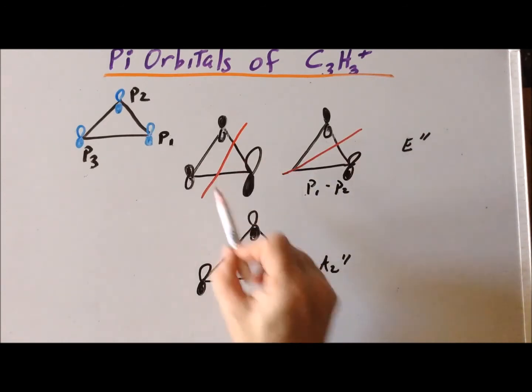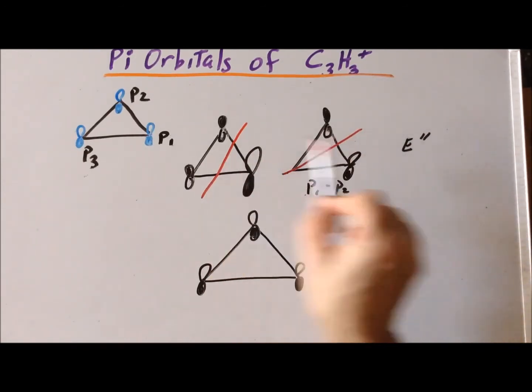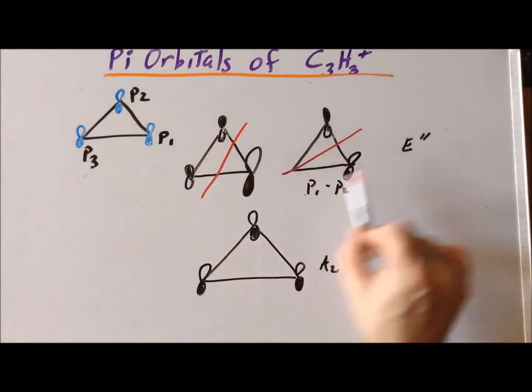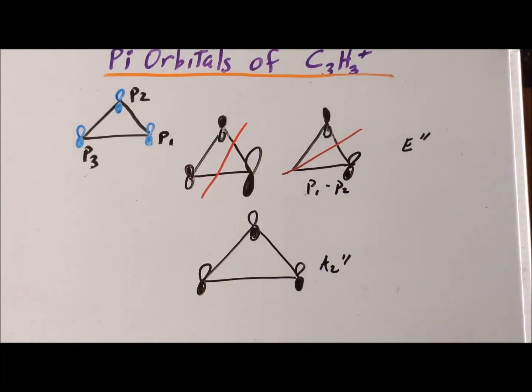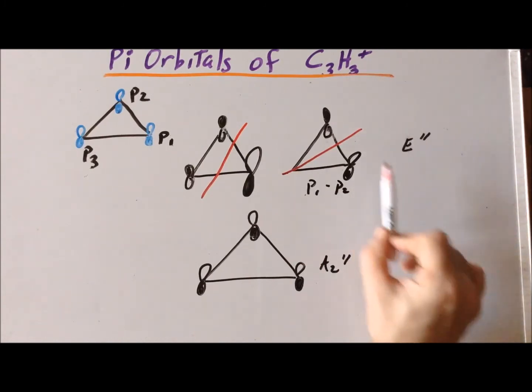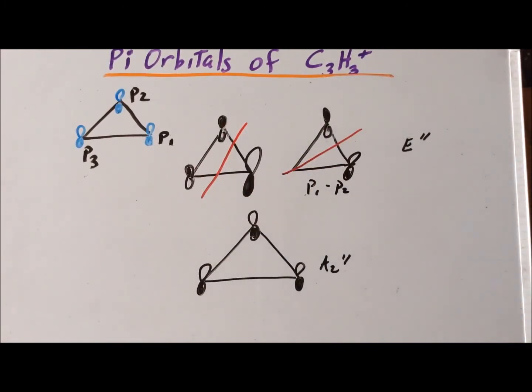So we notice that when we have doubly degenerate or triply degenerate orbitals, they will always have exactly the same number of nodes. If they don't have the same number of nodes, then they can't possibly be degenerate. So here we have the lowest energy orbital has no nodes, and the higher energy E double prime combination has exactly one node. Thank you very much for your attention.